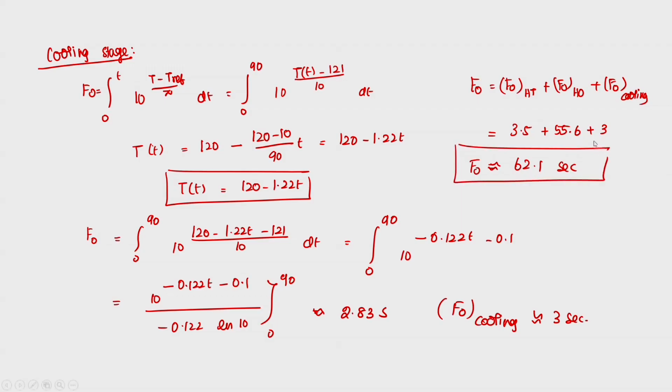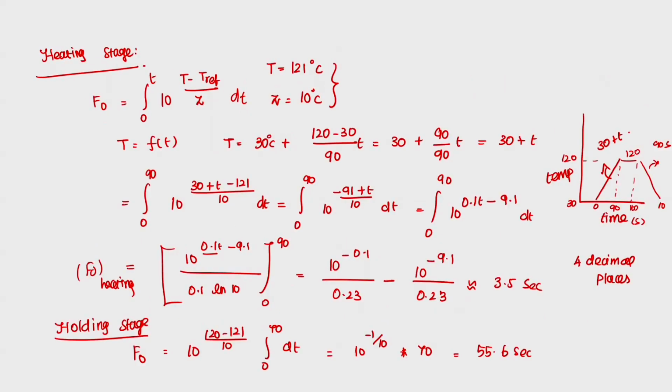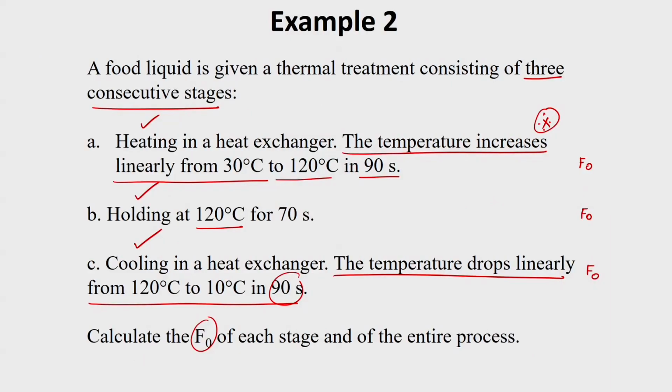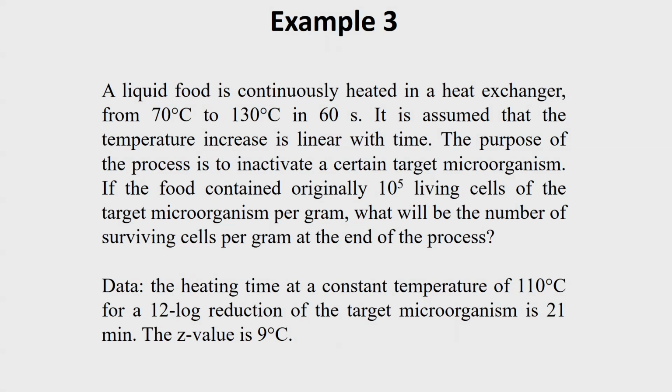Okay, so anyway, when we will be seeing the aseptic processing, there, when calculating the total lethality also, we will be doing the same kind of problem. So this is the introduction to how to calculate the F naught value for different thermal treatments. The next one is this example.